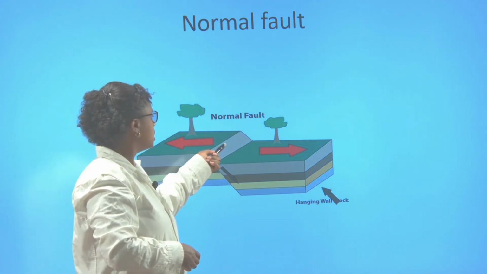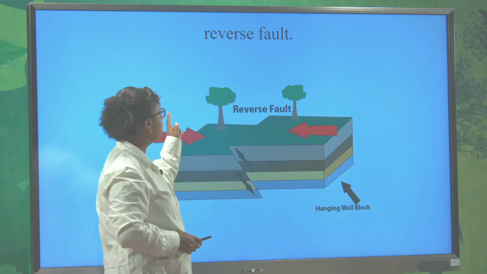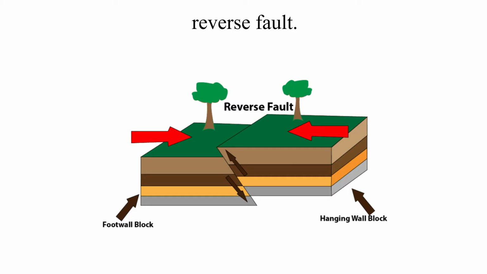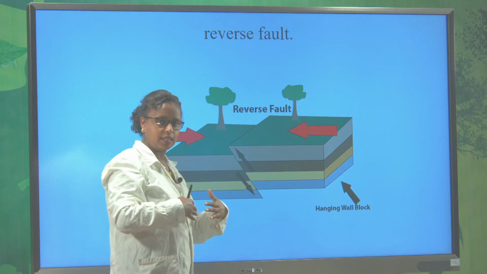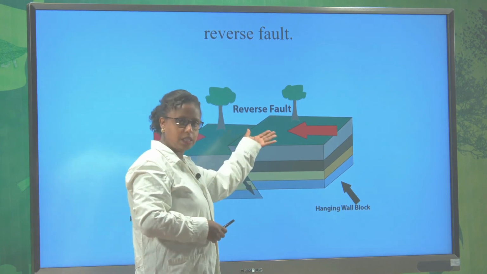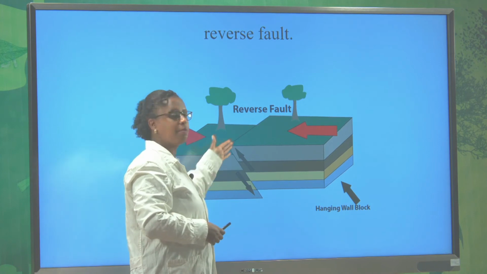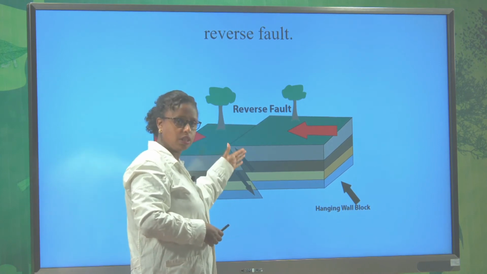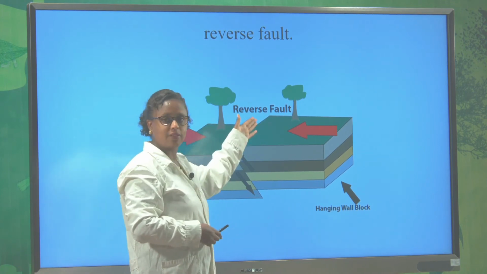So what do you call this crack? Normal fault. When it comes to reverse fault, the fault is created because of the compressional force, the force moving towards each other. Because of this compressional force, one moves upwards, the other downwards, and makes a crack or fault. This crack, what do you call it? Reverse fault.